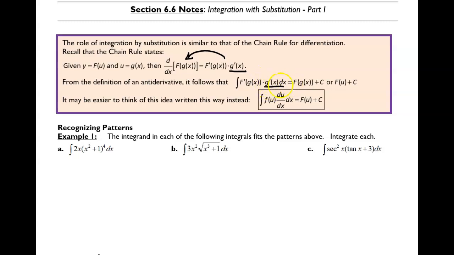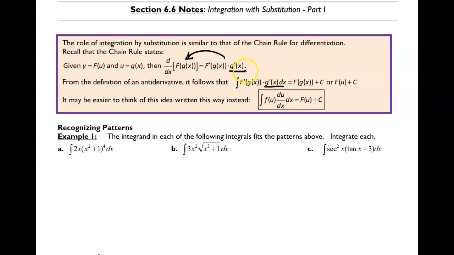So when I take the antiderivative again, it's the antiderivative of the outside, leave the inside the same, plus a constant. I have to have that g prime of x dx though. It's kind of my passport to being able to use substitution. So the derivative of the inside needs to be present in my integral in order for me to be able to integrate this using essentially the backwards chain rule.